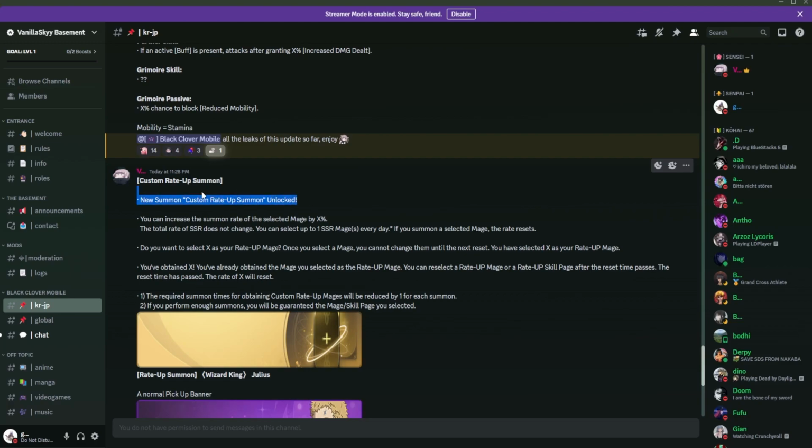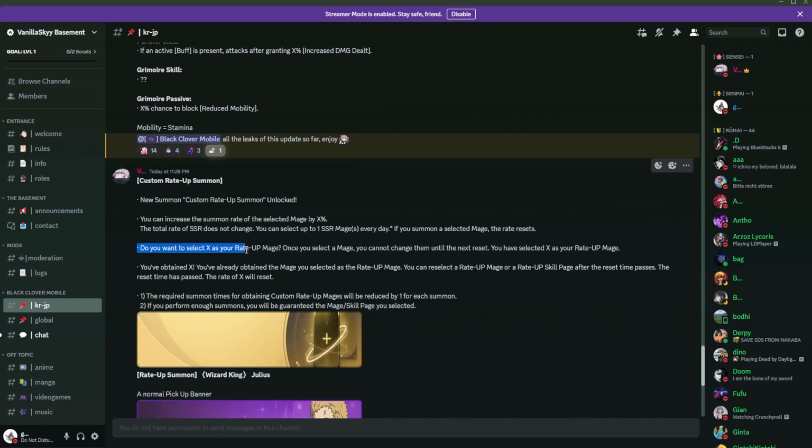New summon, custom rate up summon unlocked. You can increase the summon rate of the selected mage by X%, probably 1 or point. Yeah, I think it's going to be 1, up to 1%. The total rate of SSR does not change. You can select up to one SSR mage every day. If you summon a selected mage, the rate resets.